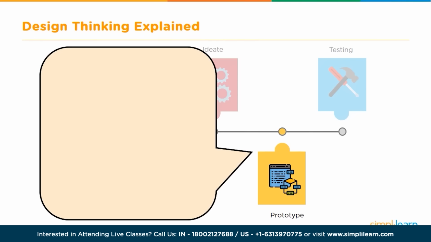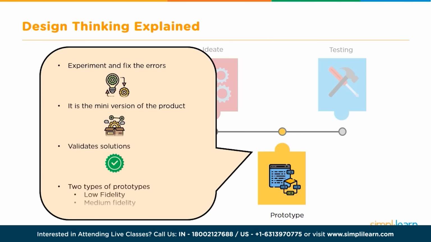Next is the prototype stage. In this phase, we can experiment and modify the errors found in the product. This phase is a mini version of the product. It validates solutions and tries to resolve obstacles. This stage has two prototypes. One is low fidelity and the other one is medium fidelity.